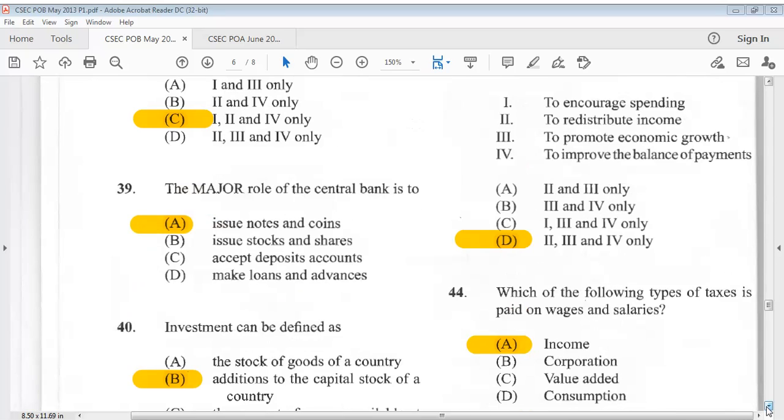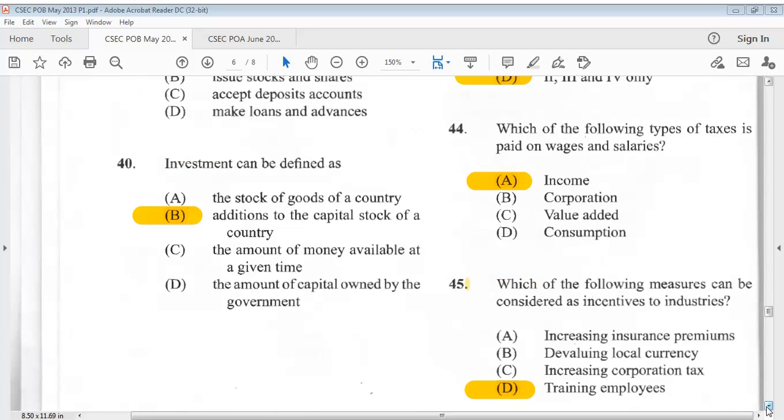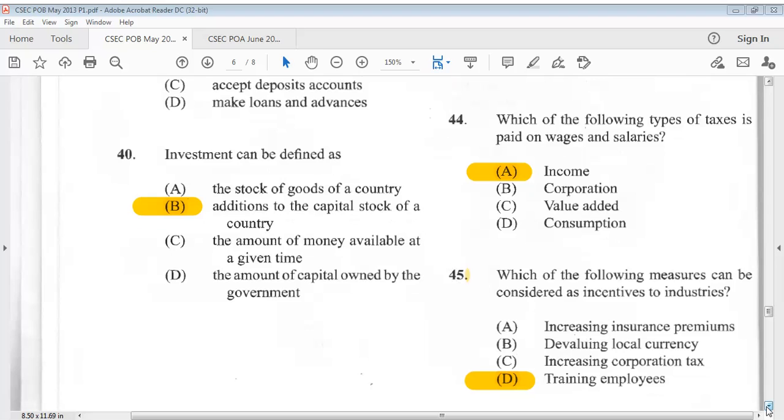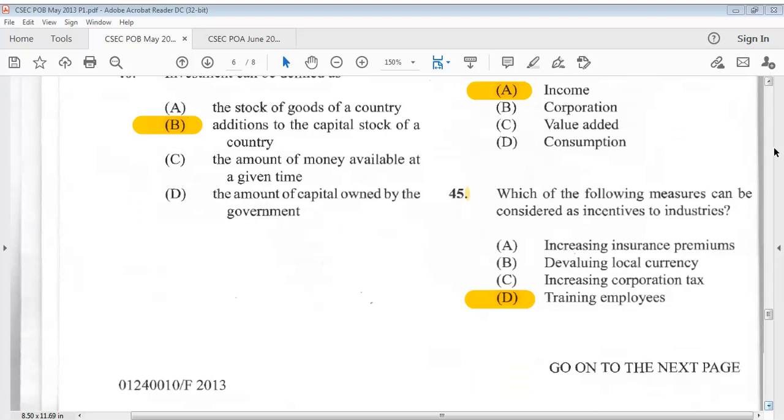39 says the major role of the central bank is to, this is a repeated question, A, issue notes and coins. 40 says investment can be defined as B, additions to the capital stock of a country. Let's go on to 41.